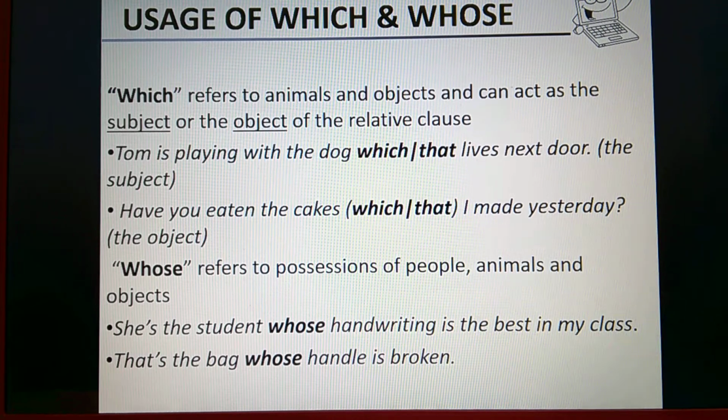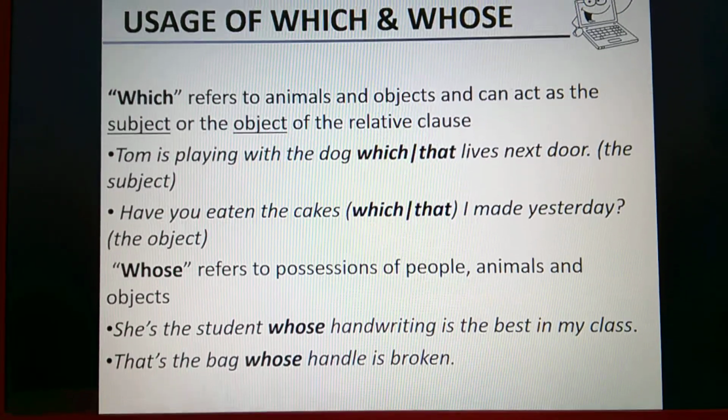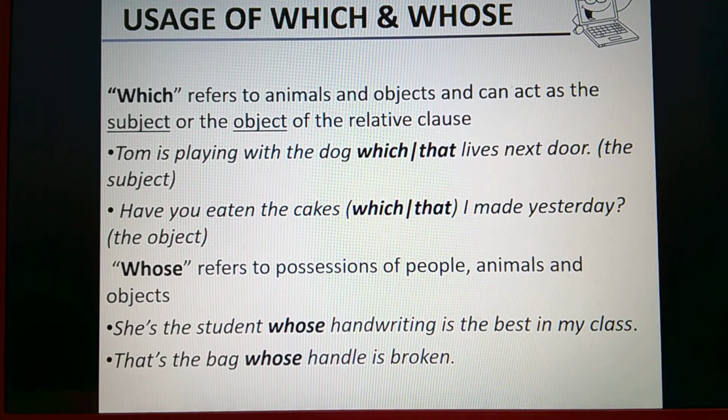Which refers to animals and objects and can act as the subject or the object of the relative clause. Tom is playing with the dog which lives next door. In these sentences, which is the subject. Have you eaten the cakes which I made yesterday? In this question, which is the object.